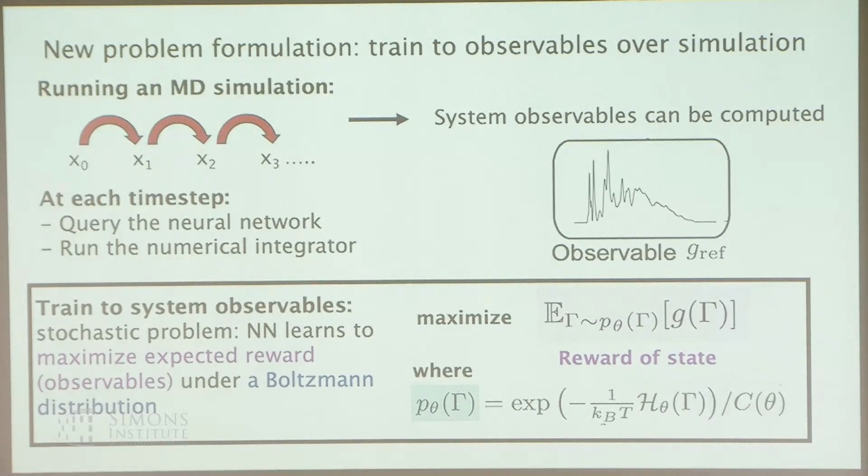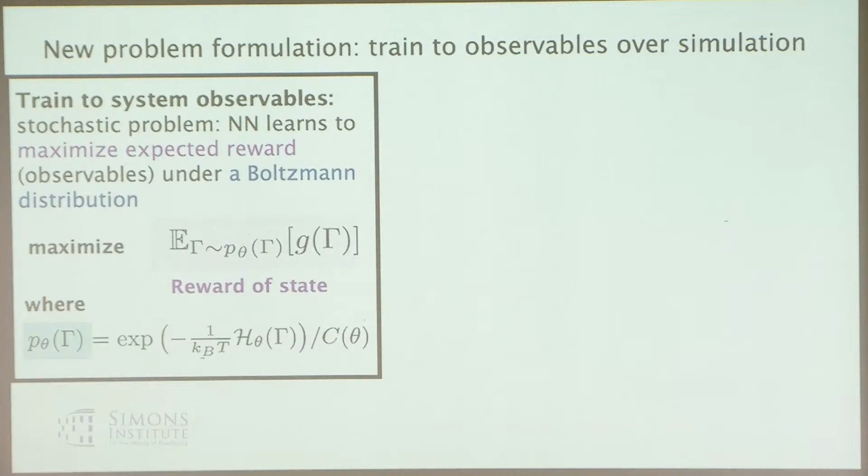If we want to train to these system observables, it's a stochastic problem. So we can frame it as wanting to maximize the expected reward of reaching that observable under some type of Boltzmann distribution. This is essentially the reward that we hit that observable and computed it correctly, along with the fact that we know we're sampling from this Boltzmann distribution. And putting that up here, this is our learning objective that we're trying to work towards.